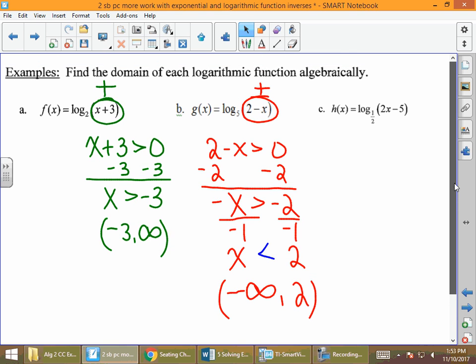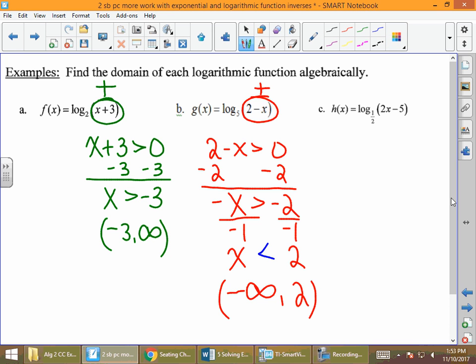One other thing to notice is it doesn't matter that it's log base 2, or log base 5, or log base 1/2. The part that we have to be concerned with is this part right there. That part, again, is sometimes called the argument. If you look up something on the internet that talks about the argument, the 2x minus 5 has to be greater than 0.